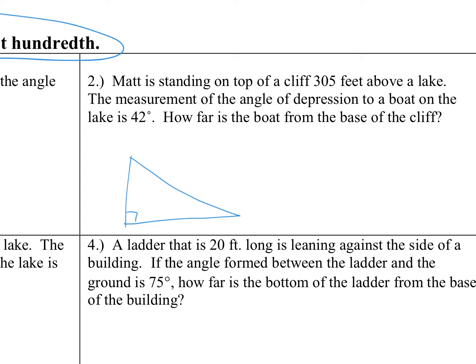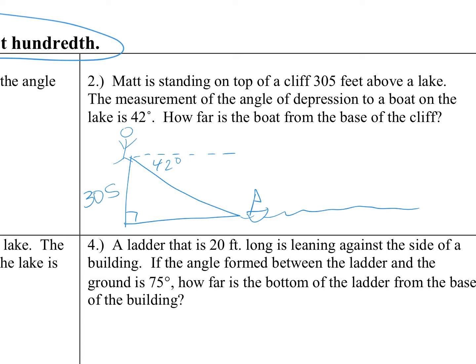Okay, so you guys agree with me that my boat's here, right? Where is Matt standing? At the top. Matt's up here at the top of the cliff, right? You guys agree? Okay, so it says Matt is standing on top of a cliff 305 feet above the lake. What are they telling me? What is 305? The height. Okay, this is 305. It says the angle of depression. So they're telling me that this is 42 degrees.